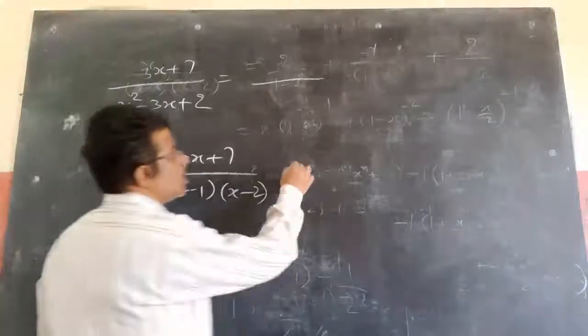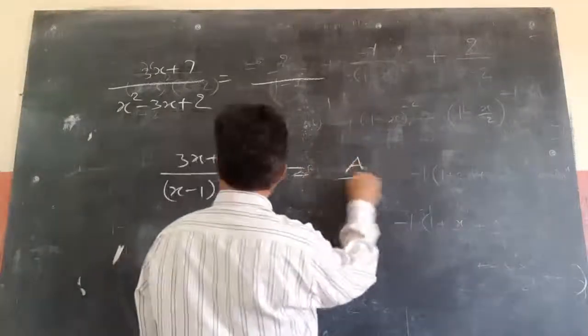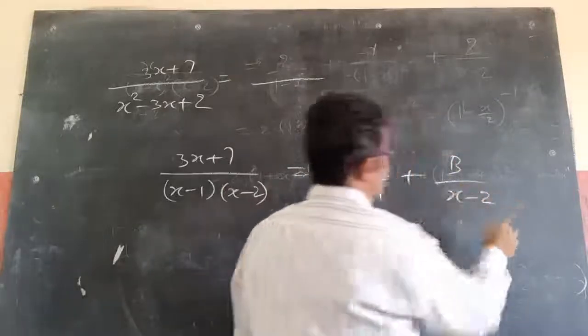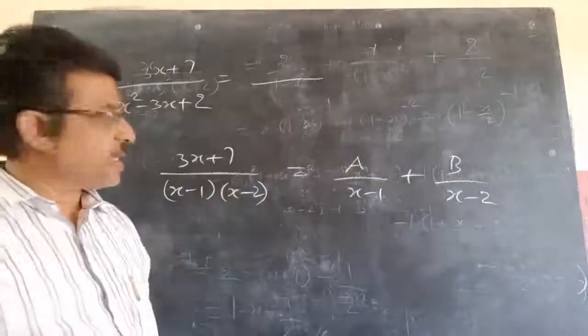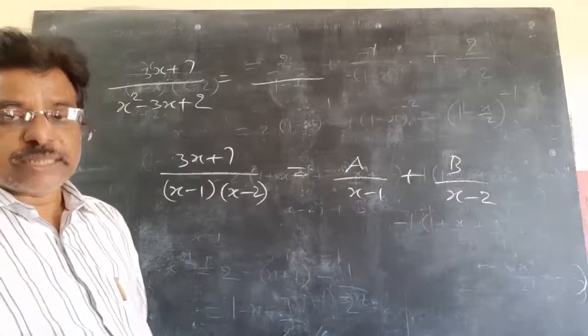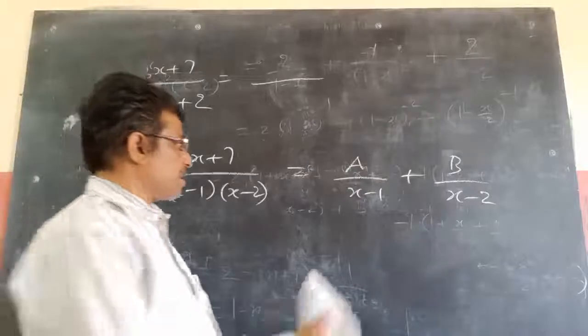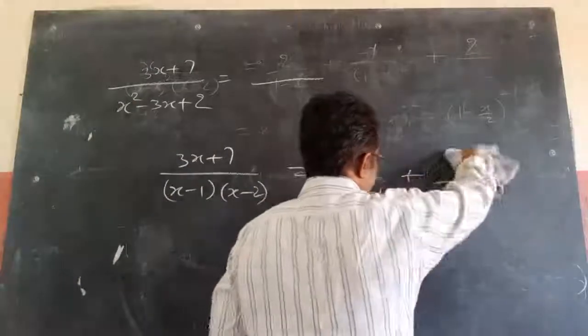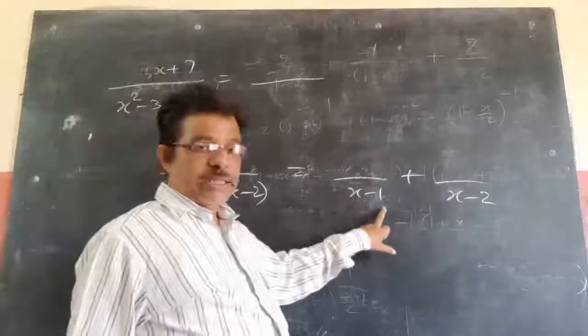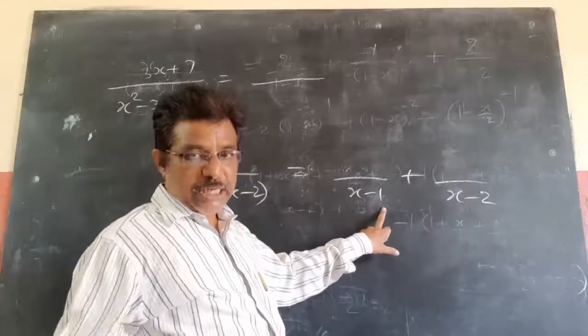Now, a by x minus 1 plus b by x minus 2. Till now we are taking LCM and solving, then finding A and B values. Now I will tell you a shortcut, a very simple trick how to find A and B. To find A, first make this 0: x equal to 1. The procedure is the same, but I want to tell you the shortcut.